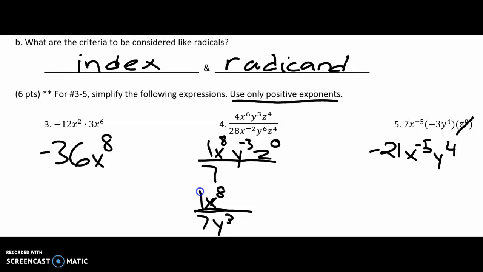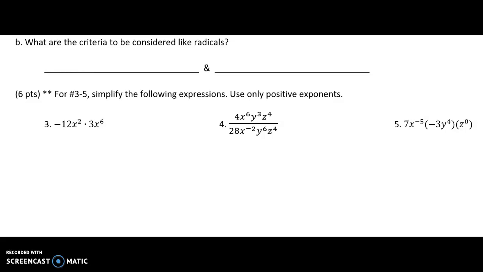So what I'm going to do is I'm going to rewrite this. Now, that negative 21, that stays. It is a constant. We do not move constants. They stay where they are. The only thing that we can shift are variables with their exponents. That is what we can shift. That is all we can do. So I have x to the 5th in the denominator now. That is what your answer looks like. So do not try to move constants.